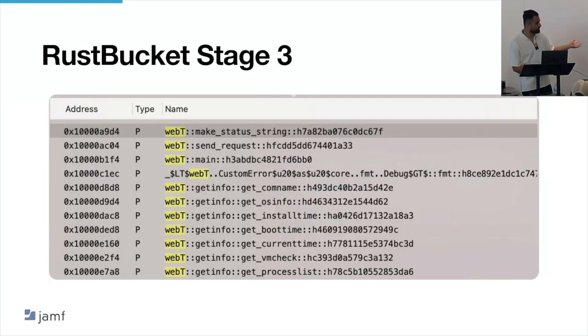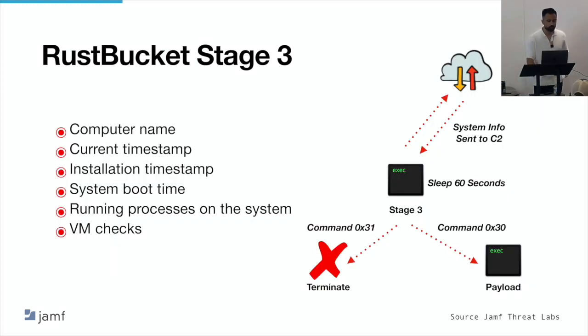Once we did, you could see that it was a Rust executable. That's hence why we decided to name it RustBucket. And it uses this WebT crate. Some of the functions you can see do recon: it gets information about the installation, running processes, and things like that. It also has the capability to execute commands remotely, self-terminate, and many other recon capabilities.